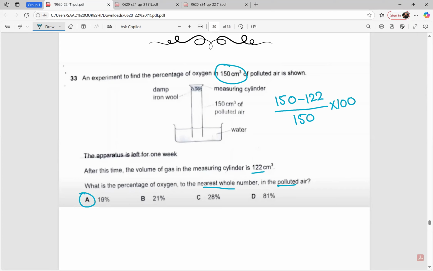This is the initial one minus the final divided by total. So that's how you will get the answer. This much percentage of oxygen is present in the polluted air.